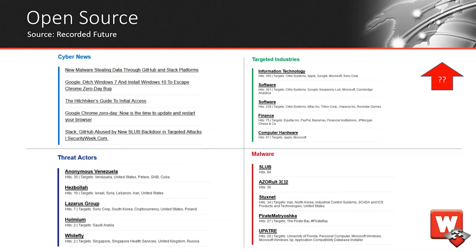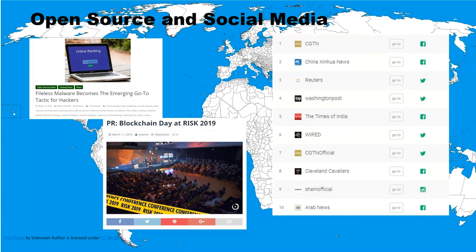Azorult is a credential stealer. It can steal credentials and credit card information from infected users, and Stuxnet has been in the news recently as well. Top stories in social media this week include a story about how attackers are more and more using fileless malware. Also trending in cyber news are multiple stories about the upcoming RSA 2019 convention, specifically on their blockchain day. There's been a lot of talk in the news recently on this. It's held on the 20th and 21st of March in Slovenia.